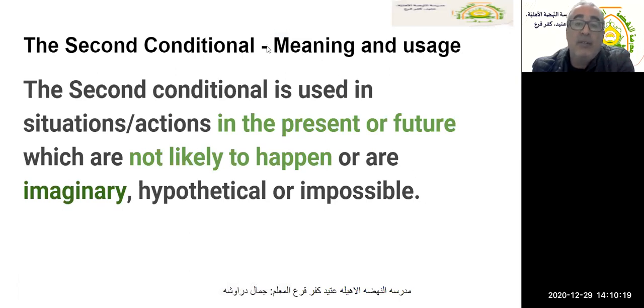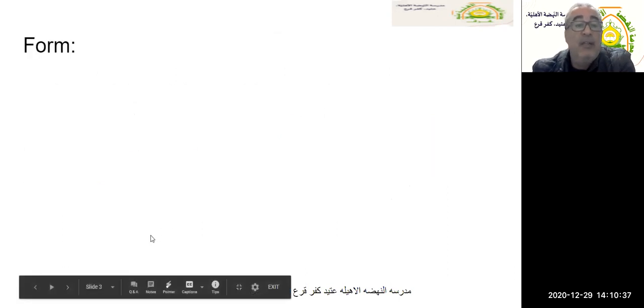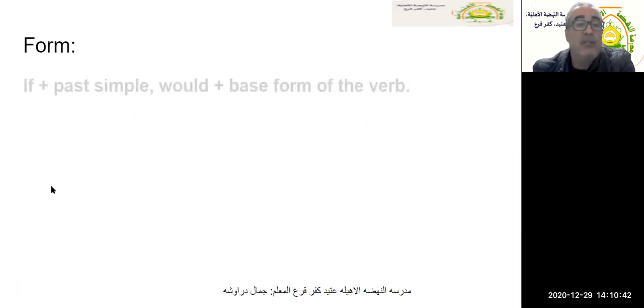This means that the meaning of the second conditional is to talk about situations or actions in the present or future, but these situations and these actions are not supposed to be happening. They are almost impossible to happen. Okay? Let's look at the form of the second conditional.